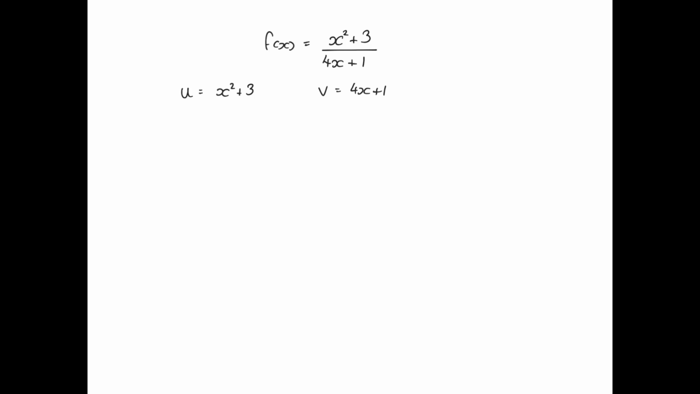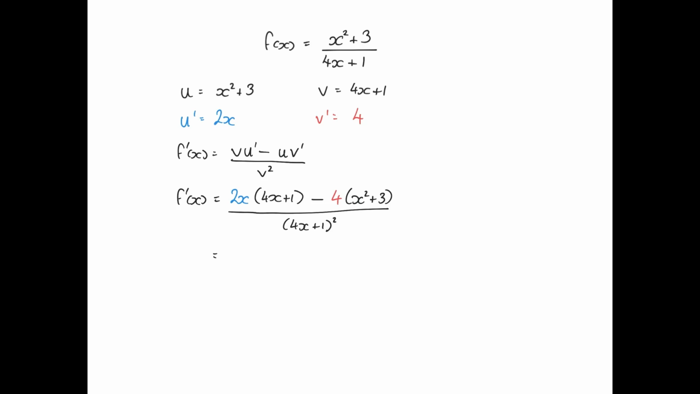So for example, we have f of x is x squared plus 3 over 4x plus 1. And then we let u equal x squared plus 3 and v equal 4x plus 1. So u dash becomes 2x and v dash becomes 4. So f dash of x is equal to vu dash minus uv dash all over v squared. So plugging them into the formula like that, we have 2x, lots of 4x plus 1, take away 4, lots of x squared plus 3, all over 4x plus 1, all squared.